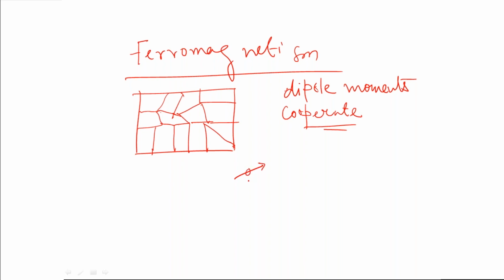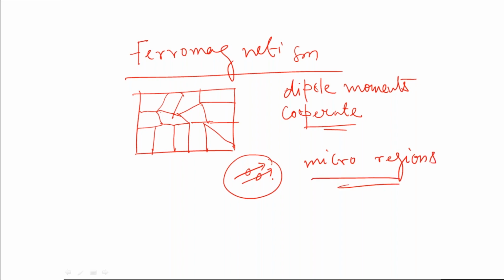The dipole moments cooperate with each other. That means if one dipole moment is in this direction, it will try to bring its nearby atomic dipole moment into the same direction. So in a ferromagnet, the permanent dipole moments will try to orient themselves along with each other. And in the absence of a magnetic field, what will happen inside a ferromagnet?